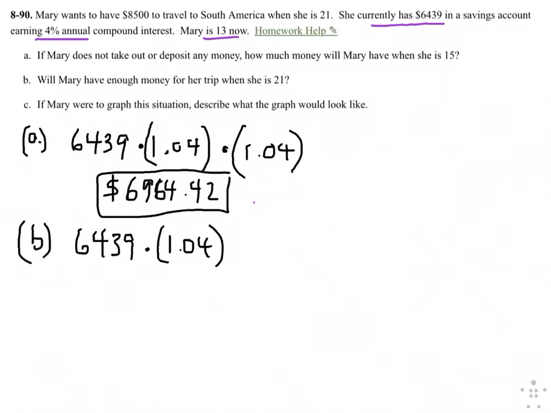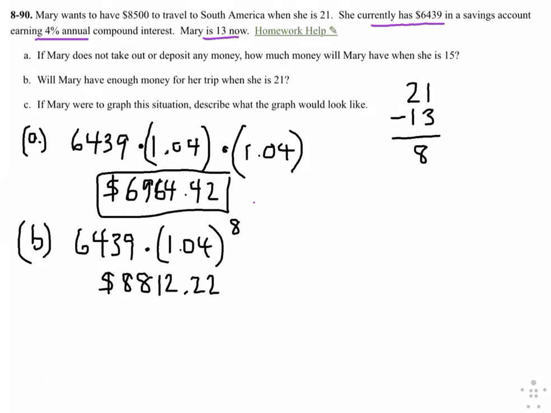21 years old, she's 13, that's 8 years later, right? 21 minus 13, that's 8 years later. So I could write this out as times 1.04 times 1.04 times 1.04 all the way out 8 times, or I could just say to the 8th power. That's what power means. So now if I type this into my calculator, 1.04, right, raised to the 8th, and I multiply that times 6,439, I get that she's going to have $8,812.22 when she's 21.